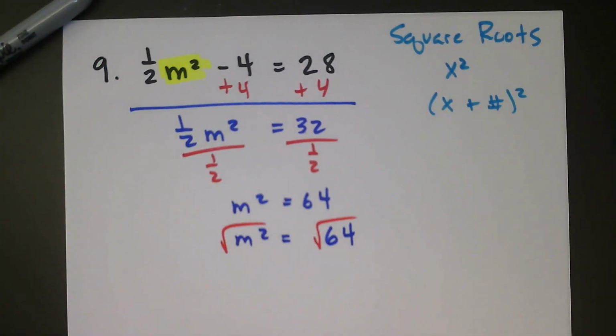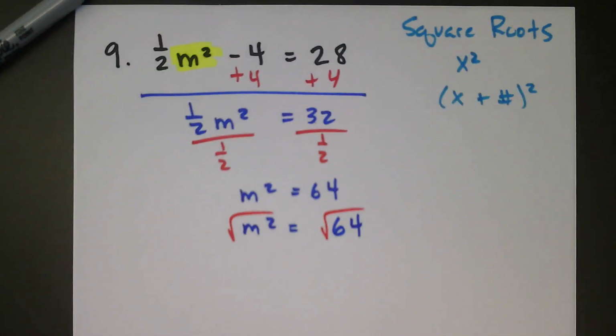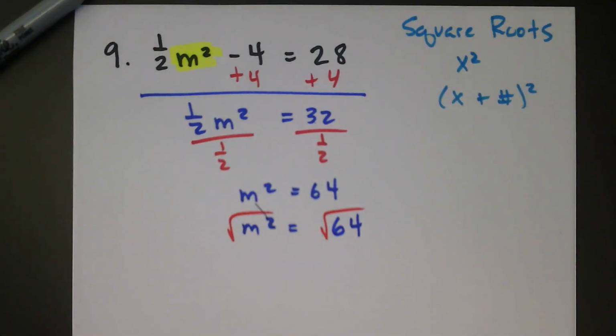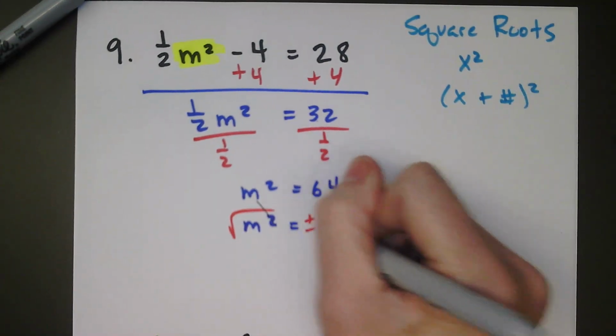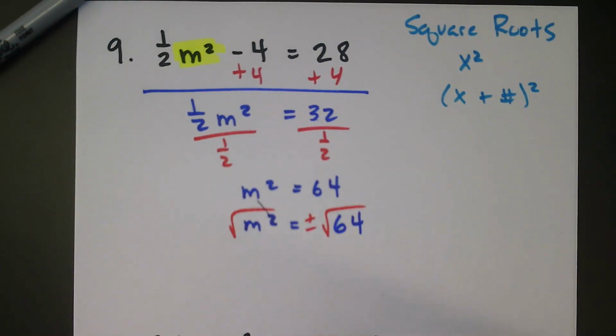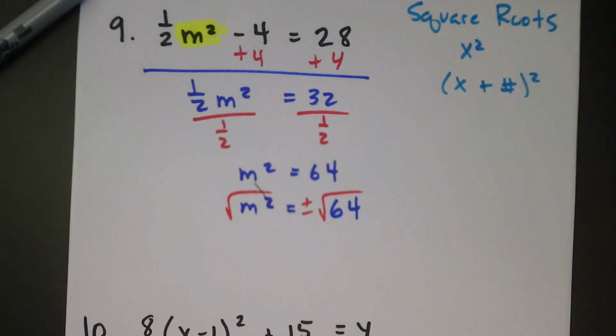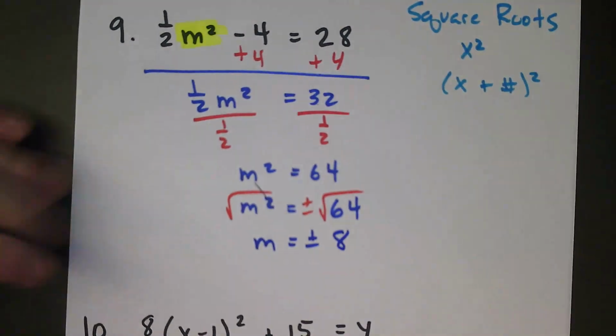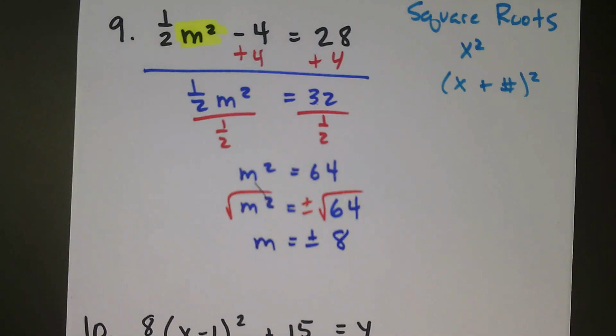I was lazy on this side. I didn't write plus or minus because I knew that this was just going to cancel out. That's the point of doing it. Over here, though, it's really important that when I introduce the square root, I write it into the equation. It wasn't there and I put it there. It's with that plus or minus. So this now gives me m equals plus or minus 8. So these are the x-intercepts if I was to graph that.